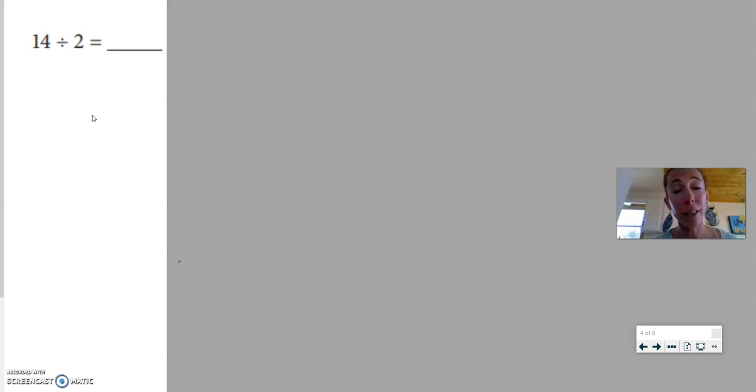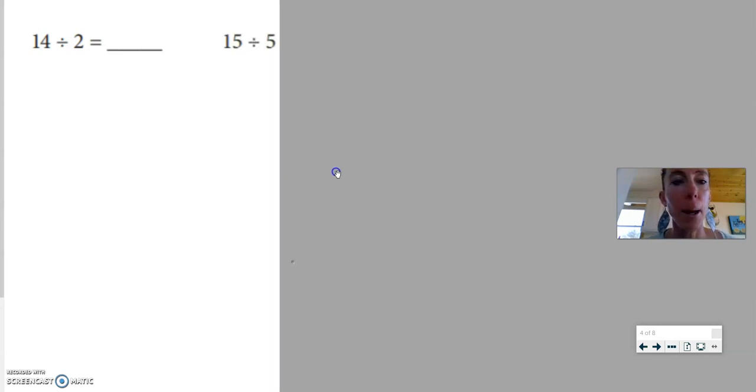Or you can think in 2's. Count by 2's until you hit 14. How many groups of 2? And it is 7. All right, whisper it with me. 14 divided by 2 equals 7. Because 7 times 2 equals 14. Okay, next one.